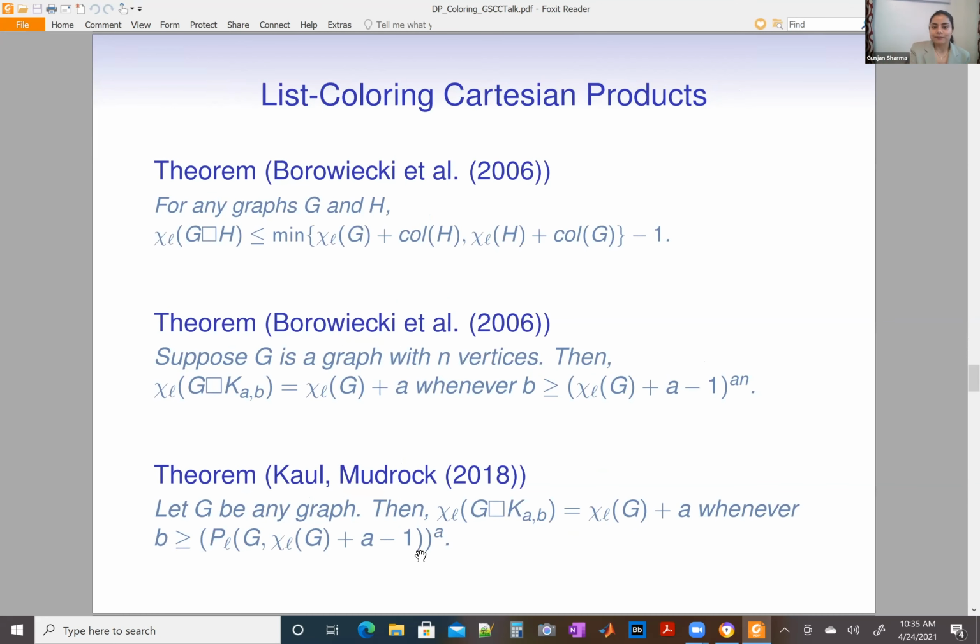Now, taking a step back to list coloring, when Borowiecki and others gave this result in 2006, to show that this bound is tight, they gave an example when H is a complete bipartite graph, and this bound is attainable whenever we have B large enough. And in 2018, Jeffrey Mudrock and Hemanshu Kaul improved on this bound. As you can see, this quantity is smaller than this one whenever G has an edge.